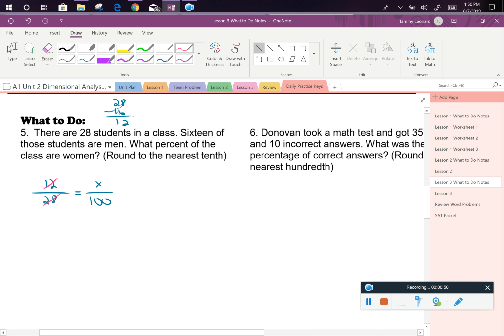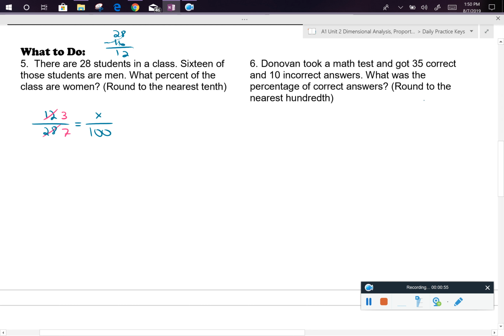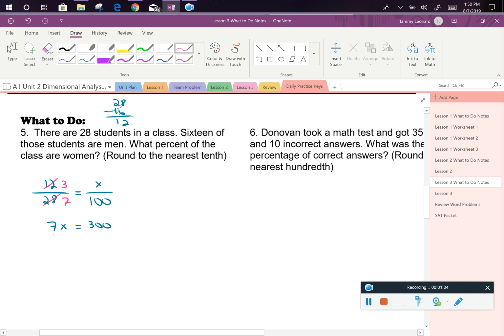It's always a good idea to reduce the fraction when possible, so we'll start by reducing the 12 and the 28 each by 4 to get 3 over 7. Just makes the rest of the math a little easier. We can now see that 7x equals 300. And when we divide both sides by 7, we can see that's not going to go evenly. So we will have to round off as the problem suggests. So we have x is approximately equal to 42.9%.